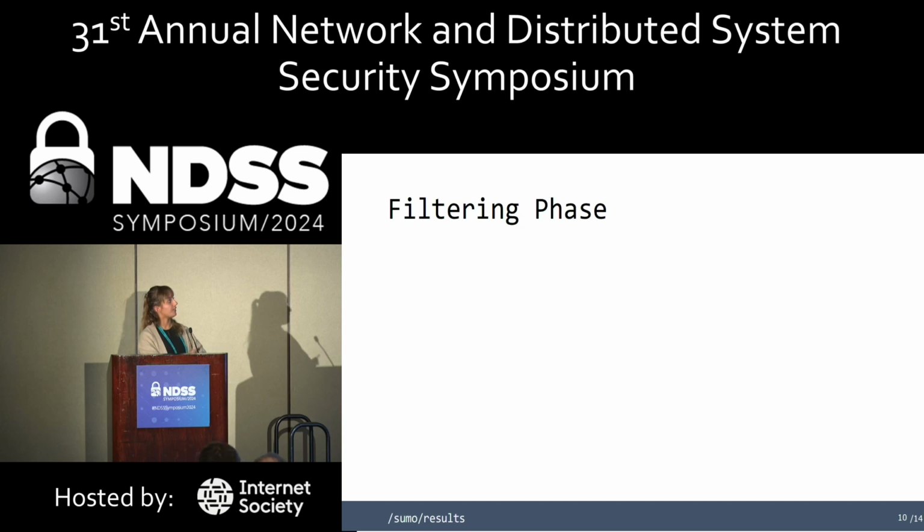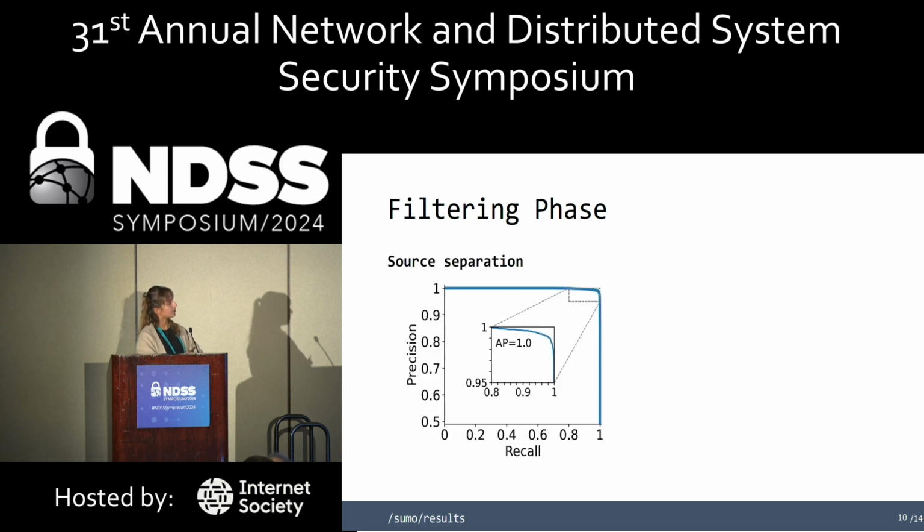So now to the evaluation part of our system. We decided to present only the precision recall curves, since they account for dataset imbalance, and also because we can choose a custom threshold that will allow us to prioritize precision and minimize the number of false positives. So here we have the results for this first stage. We have an almost perfect curve with average precision equal to 1. So this means that we can effectively distinguish client-side from server-side flows.